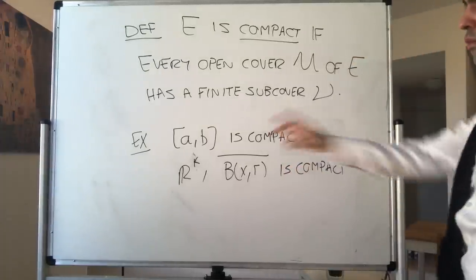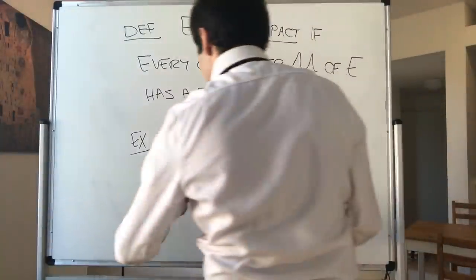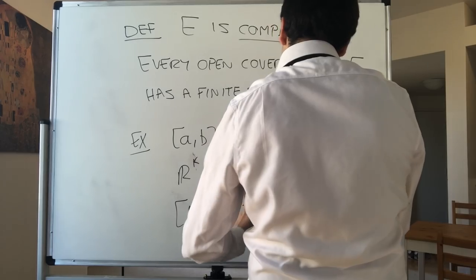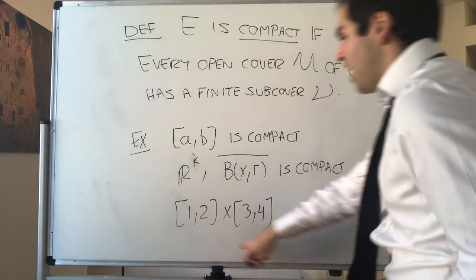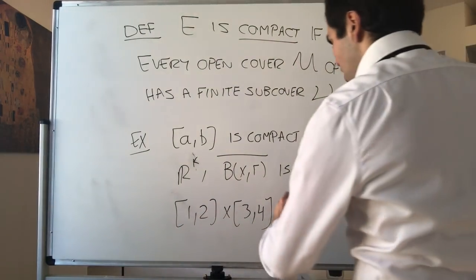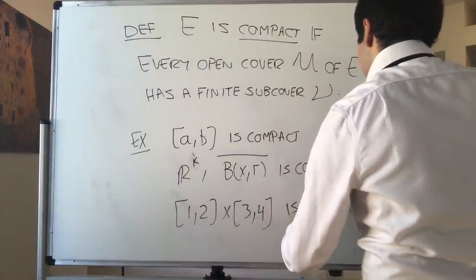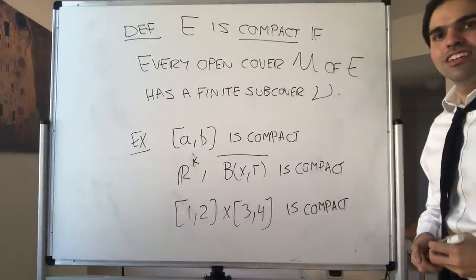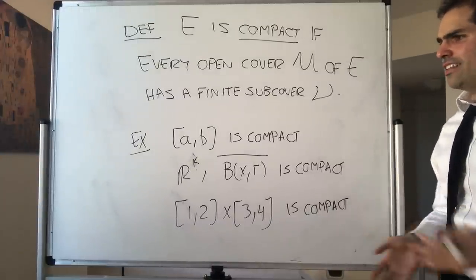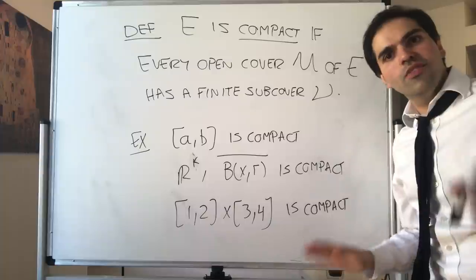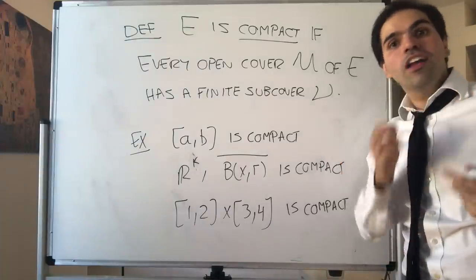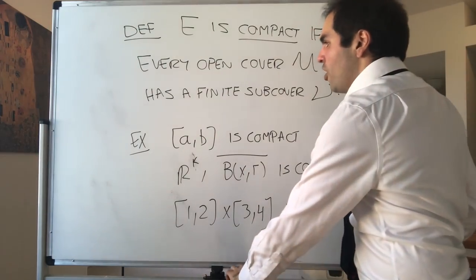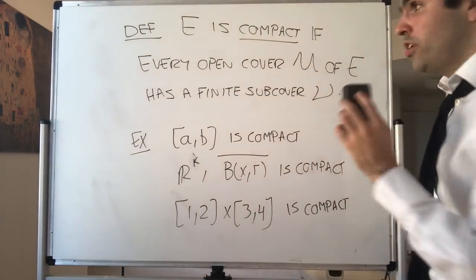But also, we'll see that boxes are compact as well. Stuff like (1, 2) times (3, 4). So the square with sides (1, 2) and (3, 4) is also compact. But again, this we will prove in the next couple of videos. However, if you want, just stick around and I can give you examples of non-compact sets, so you can see why compactness is so important.